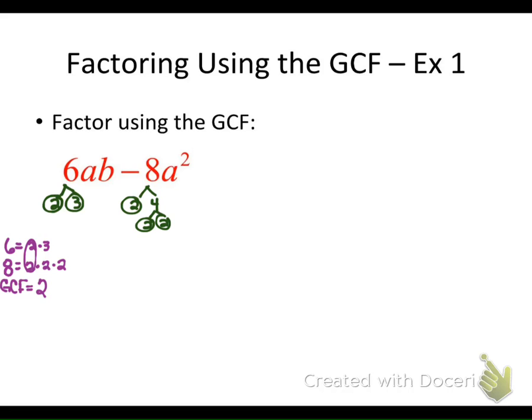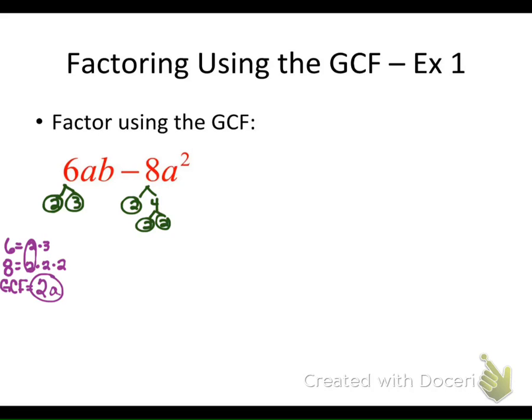Now, I want to slow down because I don't want to leave anybody in the dust here. Now I need to look at the variables. So I have an a and an a squared. Which one do I pick? A and a. Because basically the a by itself is a to the first power. So we're going to pick the one with the smallest exponent, so a. Do they both share a b? No. Since they both don't share a b, they don't have that in common. So my greatest common factor for these two terms is 2a.